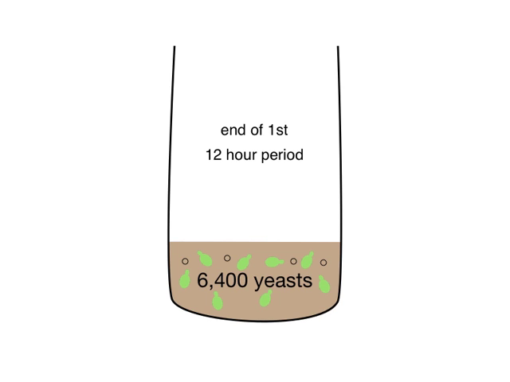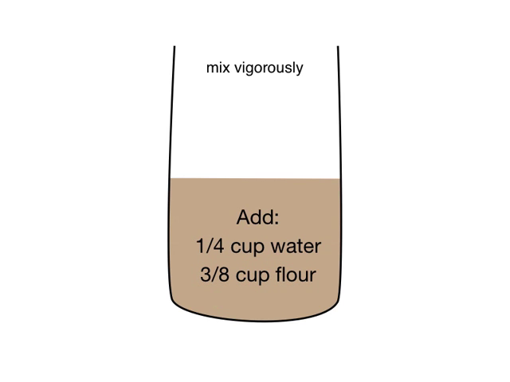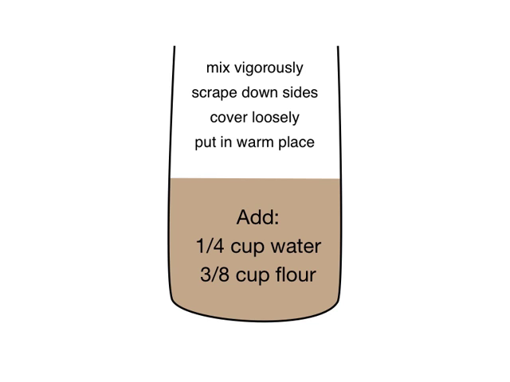So we need to feed our starter a second time to keep the organisms multiplying. We add 1/4 cup water and 3/8 cup whole wheat flour. Mix vigorously, scrape down the sides, cover the mixture, and put it in a warm place for another 12 hours. During this time, the yeast will eat, respirate, and multiply.